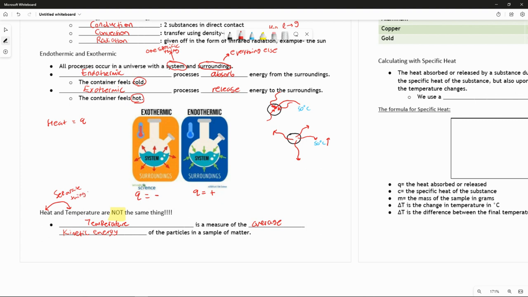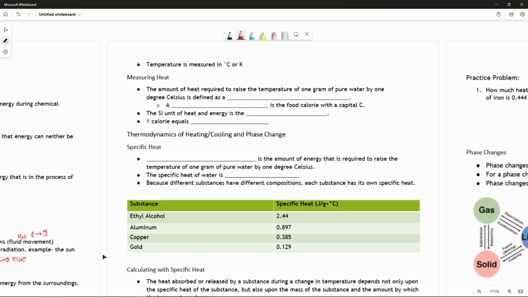All right. And one thing to note is that temperature will be measured in degrees Celsius or kelvins. K is kelvins. It's a measure of temperature, and this is Celsius.